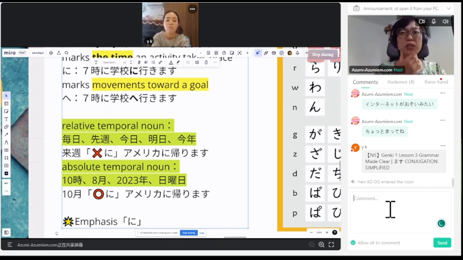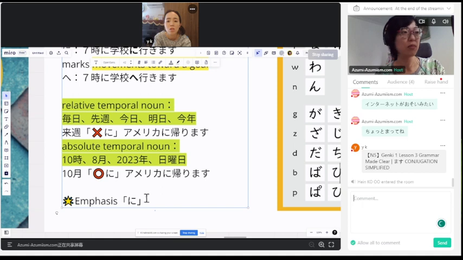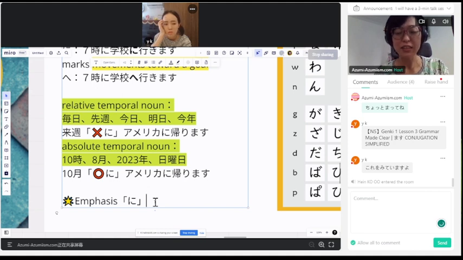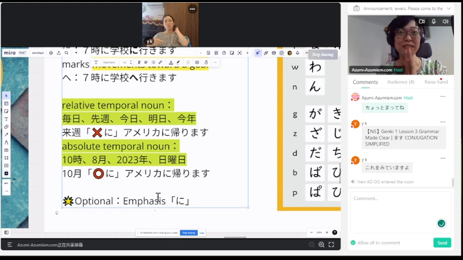Did you notice that he said 朝にコーヒーを飲みます? The explanation he said, I heard a word of emphasis. Did you get it? Okay, what does it mean? 朝にコーヒーを飲みます。I can't catch it. Okay, so he said time of day, weekend, ni is optional. That's what he said. So, ni is optional. What does optional mean?